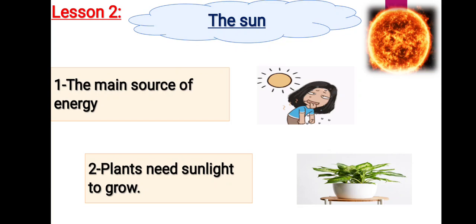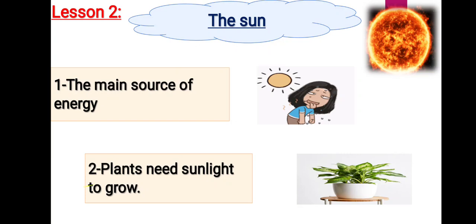The sun gives all the earth's light and thermal energy. It gives the plants, animals, and humans energy. So the sun is the main source of energy on the earth. The sun gives all the earth's energy.